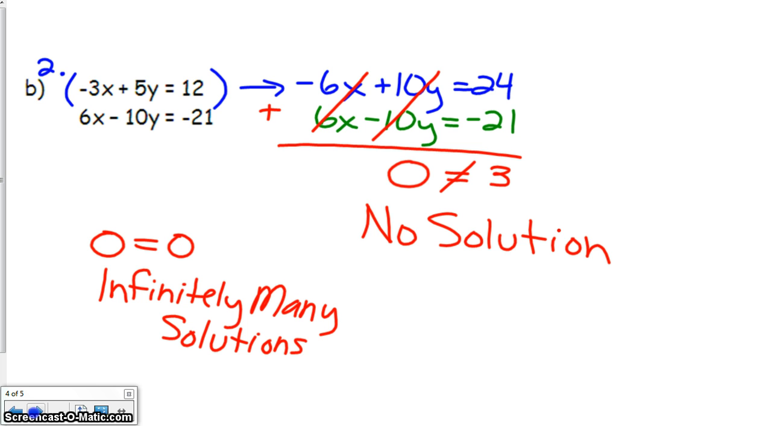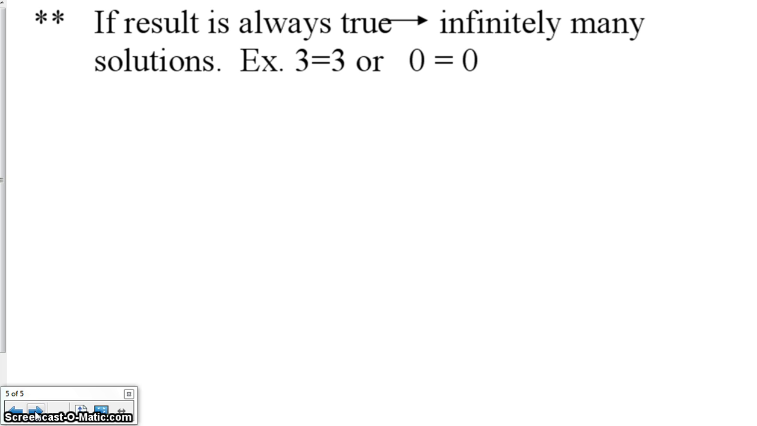So your 3 types of solutions are one solution where you get an ordered pair, no solution where something does not equal the other thing, or infinitely many solutions when something equals itself. And that's what it states down here. If results are always true, infinitely many solutions.